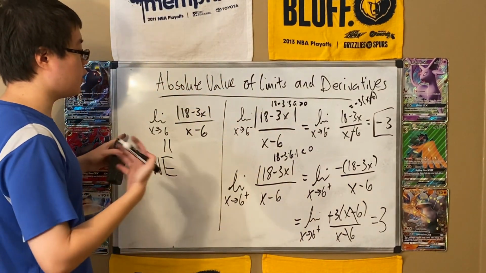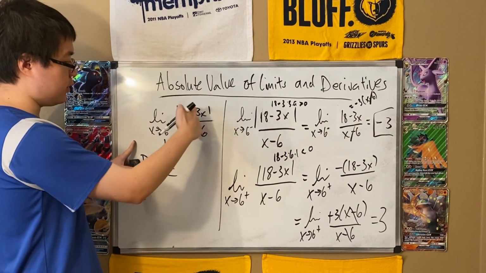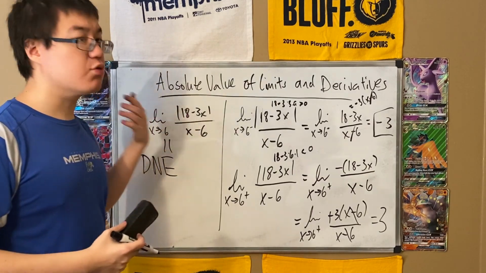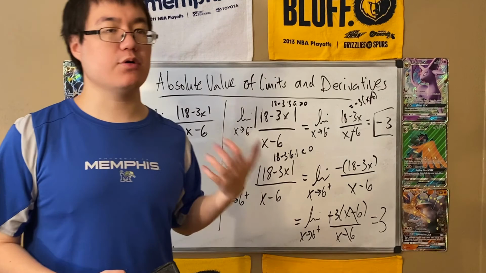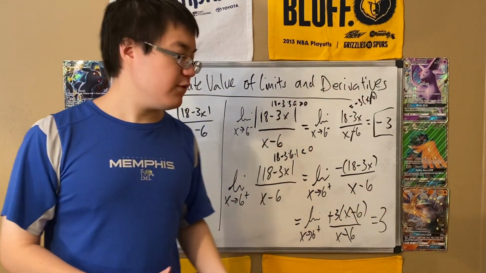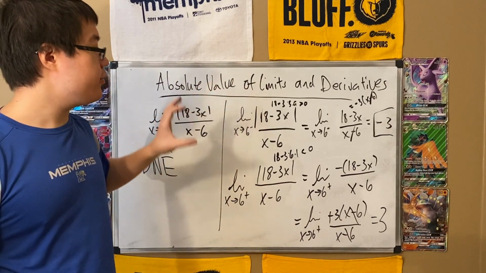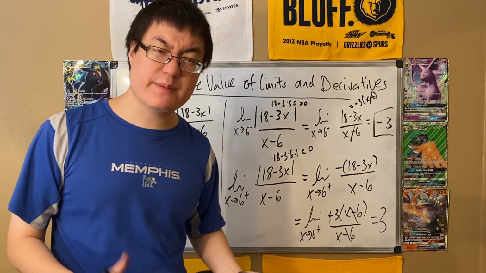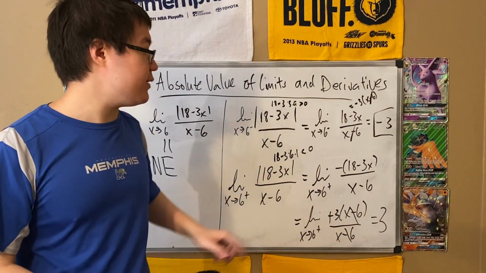Oftentimes when you go to what I call the split point, or the sharp point of the absolute value bars, which is the number that makes the quantity in the absolute value bar 0, you'll get does not exist, because you'll have this left action and this right action. But even in this hardest case, going to the limit as x goes to 6, all we do is split up the limits and take each limit separately.